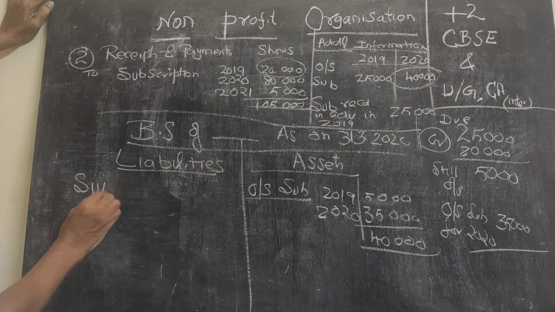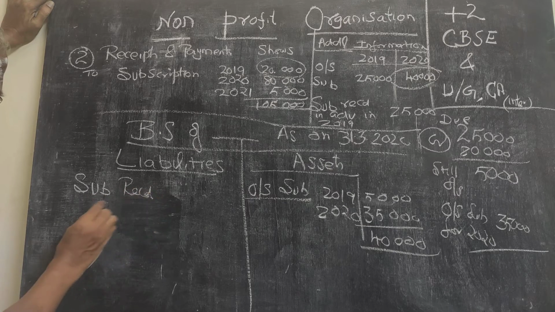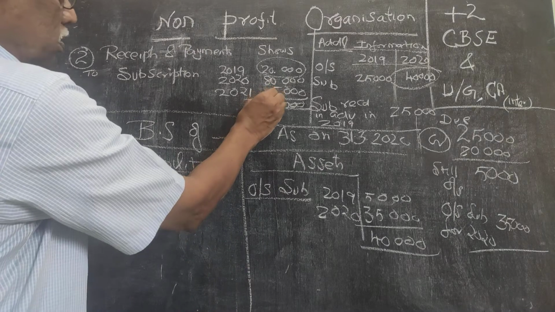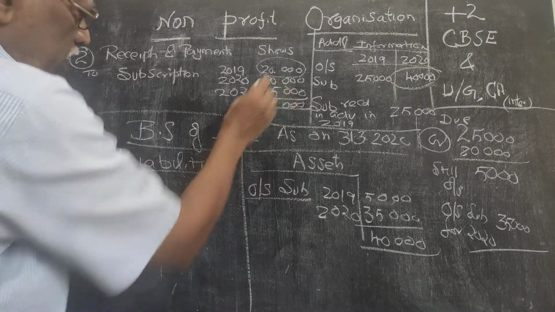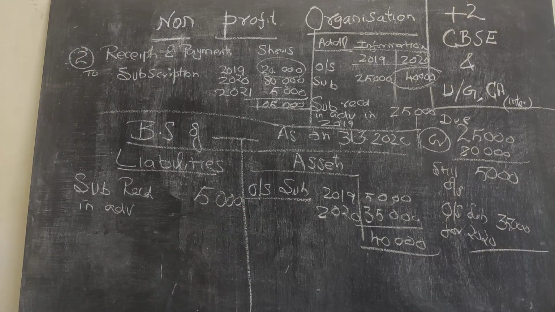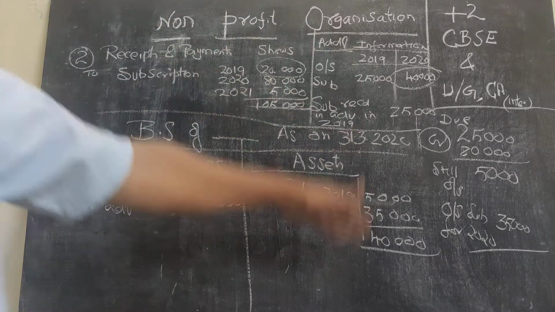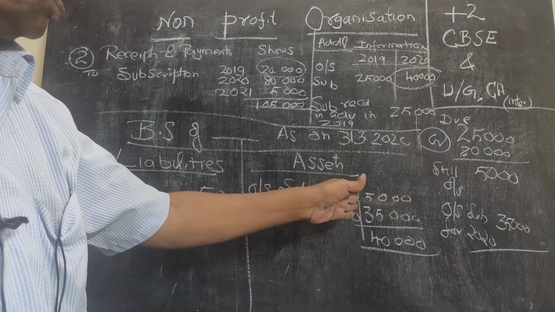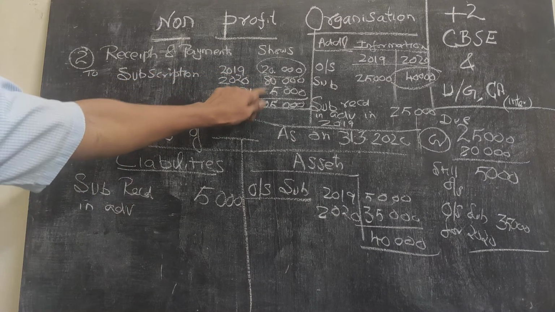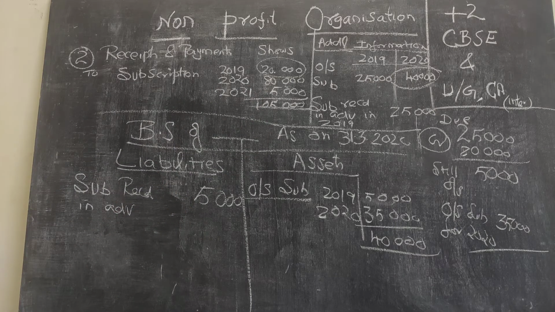On the liability side, the subscription received in advance, from the receipts and payments account, you can see that 5,000 is mentioned. That's all. So outstanding subscription is 40,000. You give the breakup, 2019 as 5,000 and 2020 as the remaining figure 35,000. And subscription received in advance, you take it from the receipts and payments account, 5,000. So that completes the second problem, a little bit more complicated than the first problem.